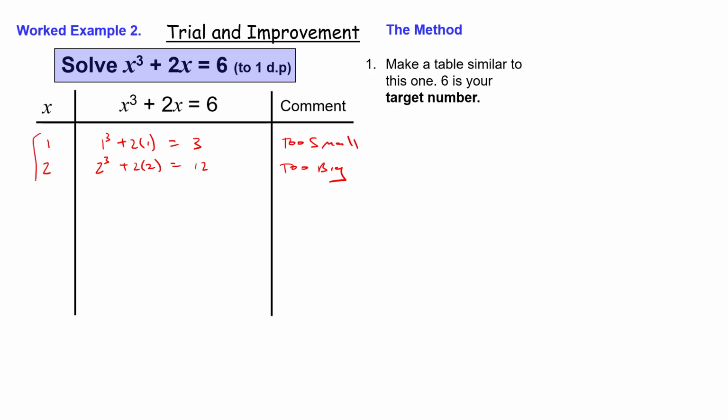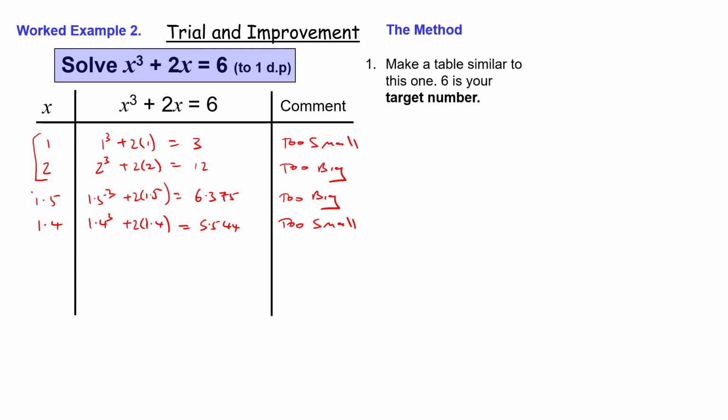That's great for me because now I know my answer is going to lie between 1 and 2. So I always like trying 1.5. So I do 1.5 cubed plus 2 times 1.5. Plug it into my calculator, and that gives me 6.375. Close, but it's too big. So 1.5 is too big, so I've got to go down in size. 1.4. 1.4 cubed plus 2 times 1.4 is equal to 5.544. That's smaller than 6, so my solution is too small.